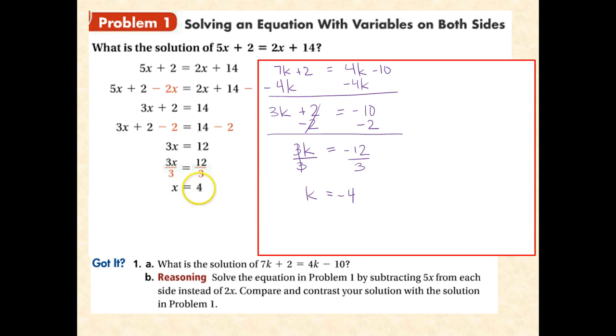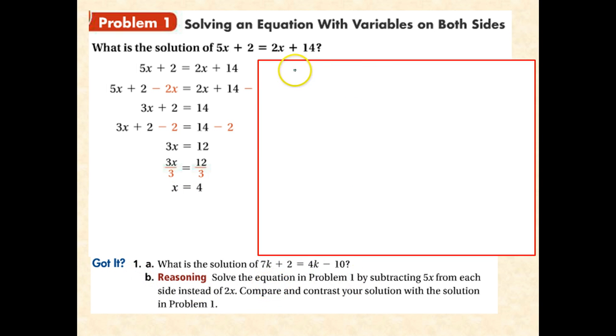Okay, now, I already kind of answered this question, but let's go ahead and do it, and let's see how that turns out. So let's get our original equation here from number 1. 5x plus 2 equals 2x plus 14. And instead of subtracting 2x from both sides, let's subtract 5x from both sides and see what happens.